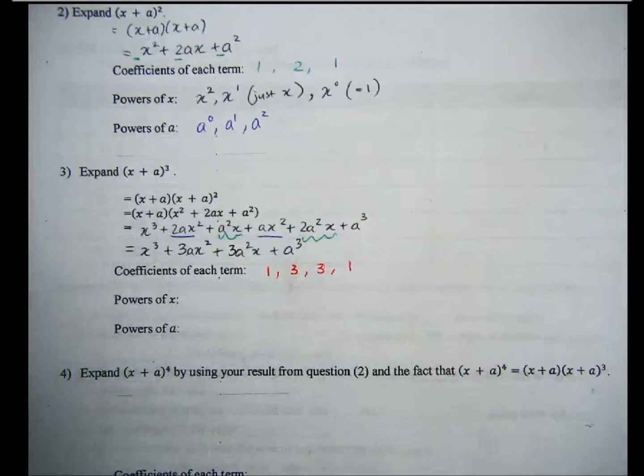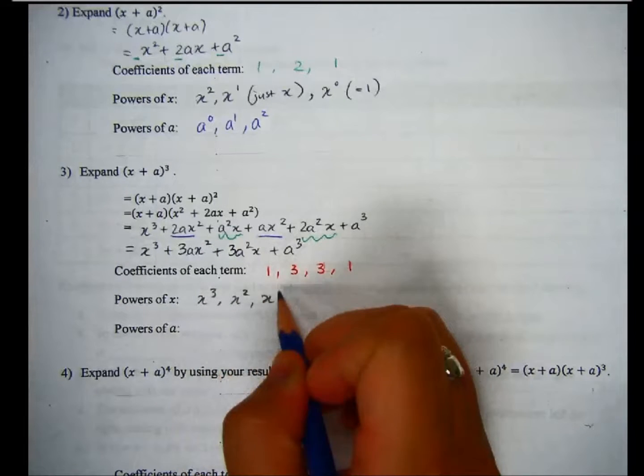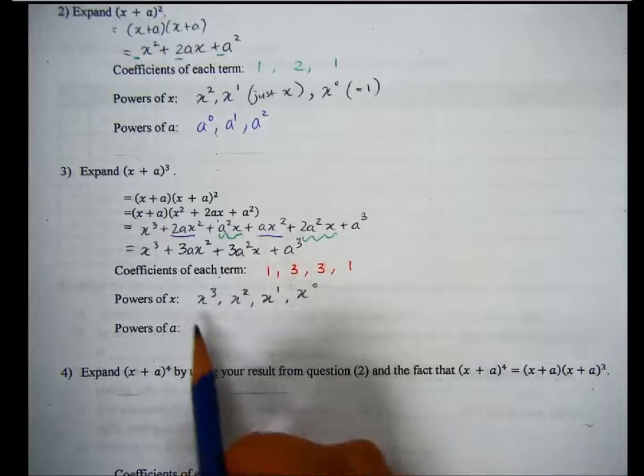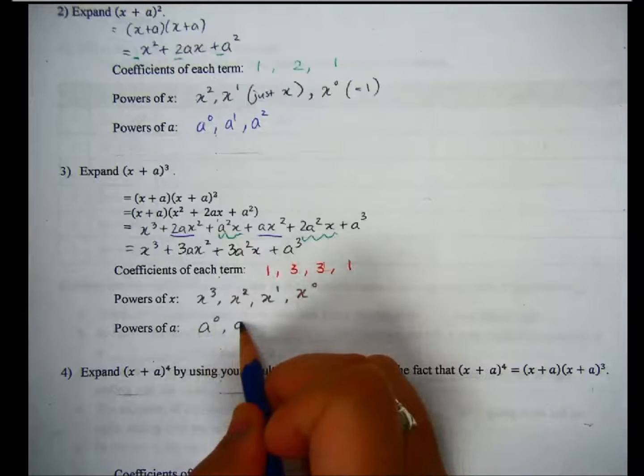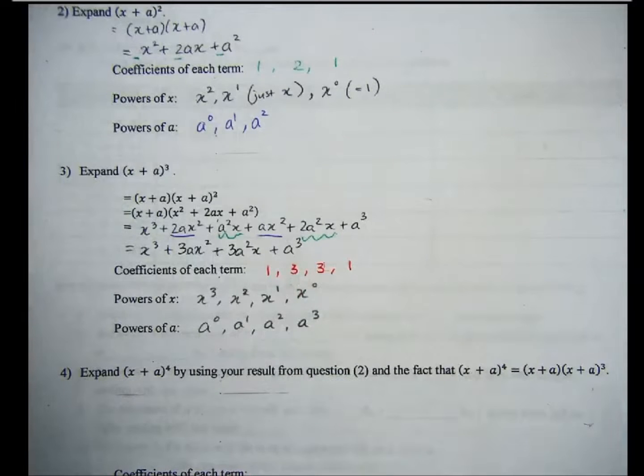Okay, that's better. The powers of x are decreasing from left to right, starting with x cubed, then x squared, then x to the power of 1, then x to the power of 0. Powers of a, starting with a to the 0, then a to the 1, then a squared, then a cubed. Seeing the pattern? Try it for number 4.